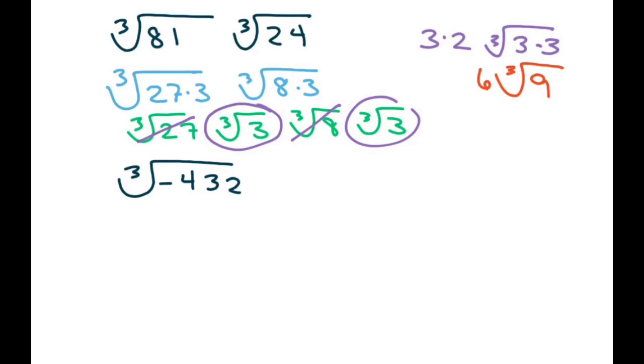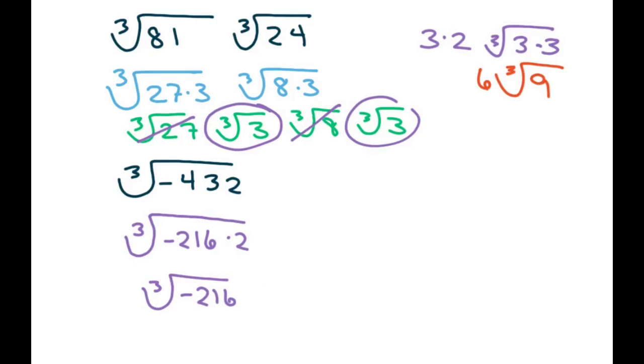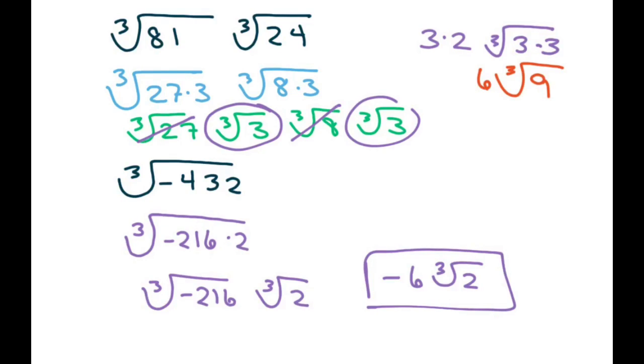For this one, we're going to figure out cube roots here. On the cube roots, I can write this as negative 216 times 2. When you break this up, it's the cube root of negative 216 times the cube root of 2. The cube root of negative 216 is negative 6, so we're left with negative 6 times the cube root of 2. We have to leave the 2 inside of the radical.